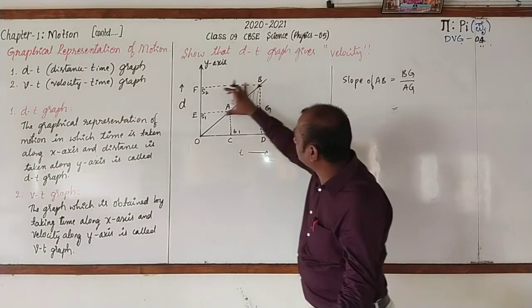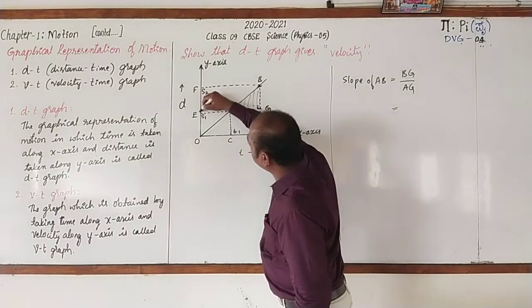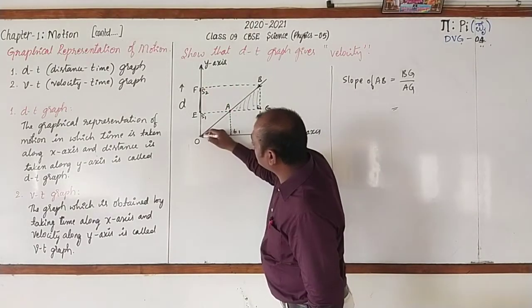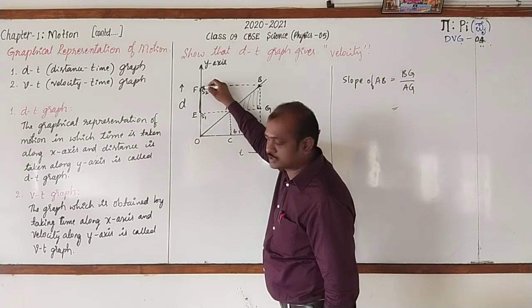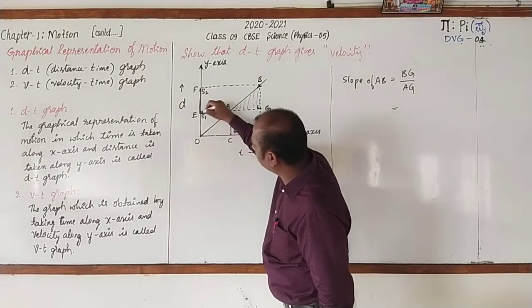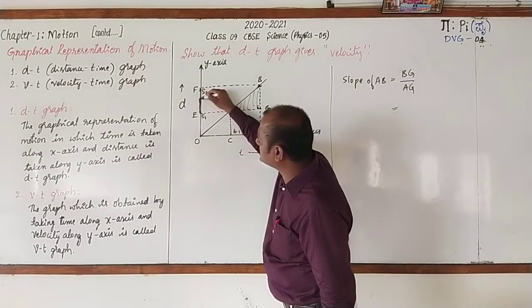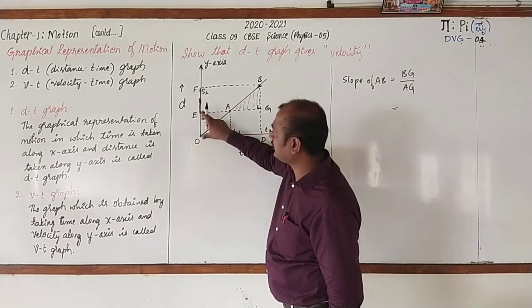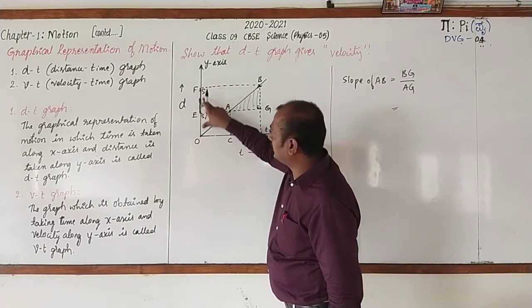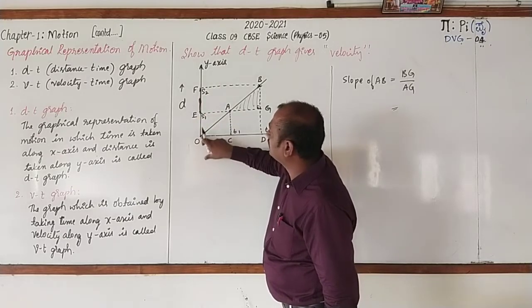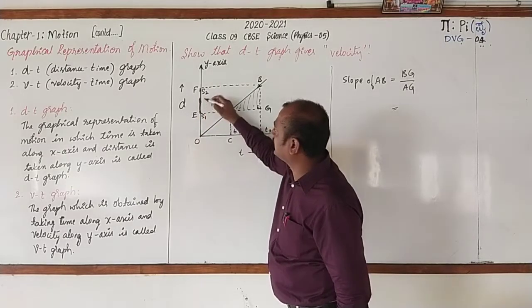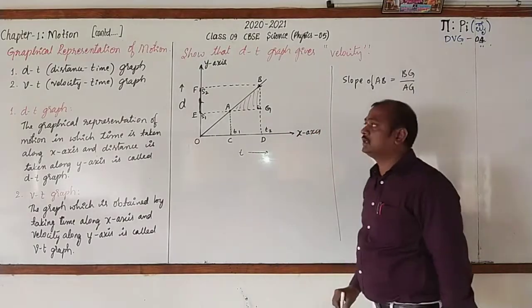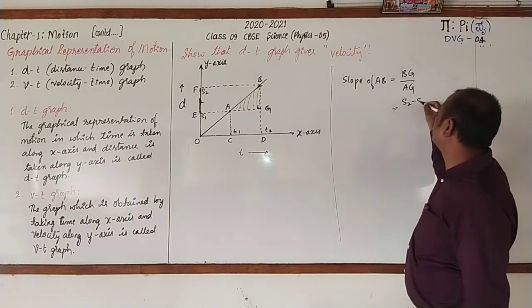BG is, see, this distance. What is the distance from E to F? It is from here to here, S2. From here to E, S1. To get this distance, you have to subtract S1 from S2. Hence I can write it as S2 minus S1.